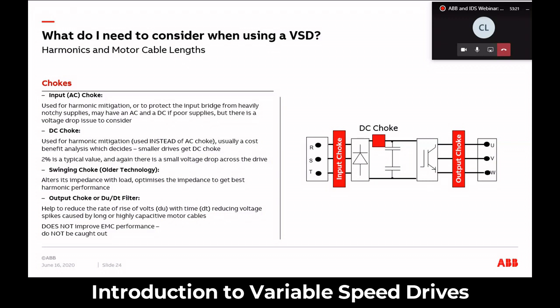What output chokes and DU/DT filters do is effectively help reduce the overall peak voltage, but also the rate of rise of volts with time, reducing those voltage spikes that are caused by long or highly capacitive motor cables. But one thing to note here, which a lot of people can very easily get caught out on, is that output chokes or DU/DT filters do not improve the EMC performance. So don't get caught out on that.